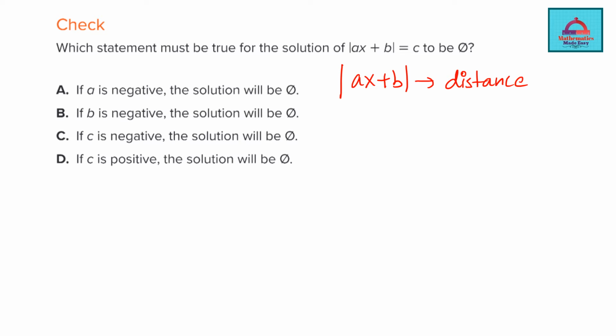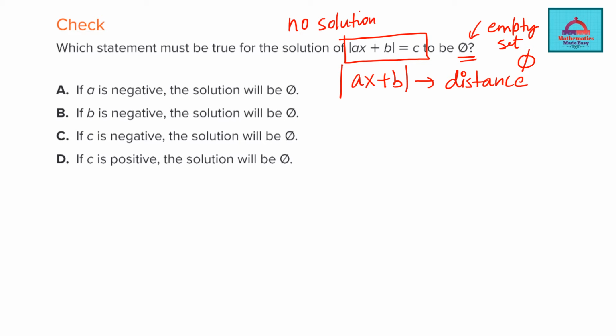Now the question is, which statement must be true for the solution of this equation, |ax + b| = c, to be the empty set? This is called the empty set. How do you draw the empty set? You put a 0 and cut it in half. So this empty set means it does not have any solution. So it is asking you, when is this equation having no solution? Because if it does not have any solution, the solution set would be empty.